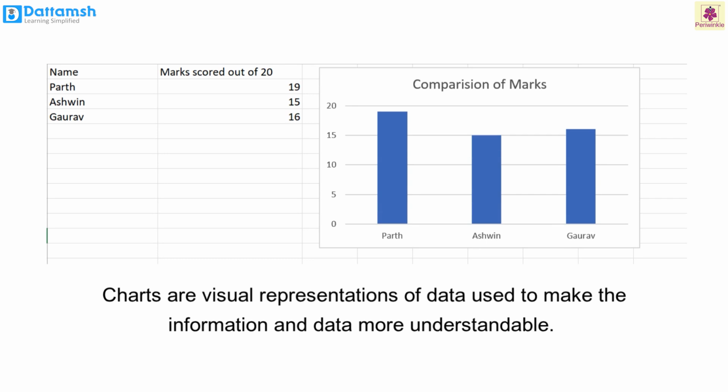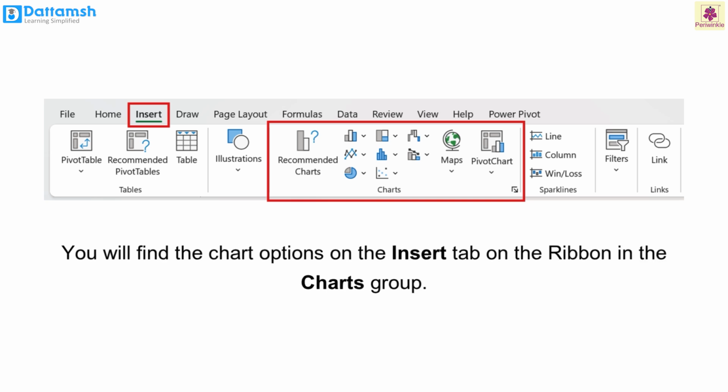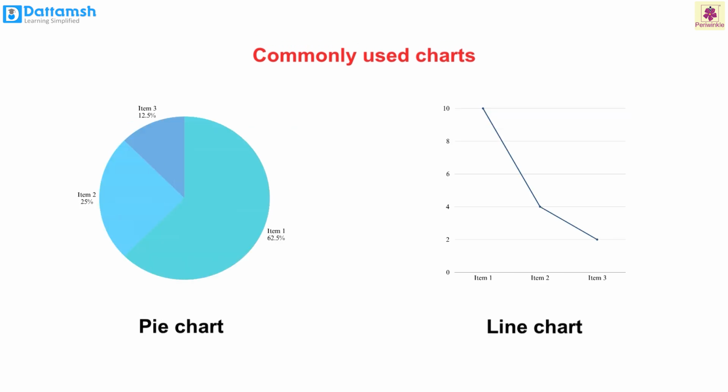Excel charts. Now we will learn about Excel charts. Charts are visual representations of data used to make the information and data more understandable. You will find the chart options on the Insert tab on the ribbon in the Charts group. Commonly used charts are bar chart, column chart, pie chart, and line chart.